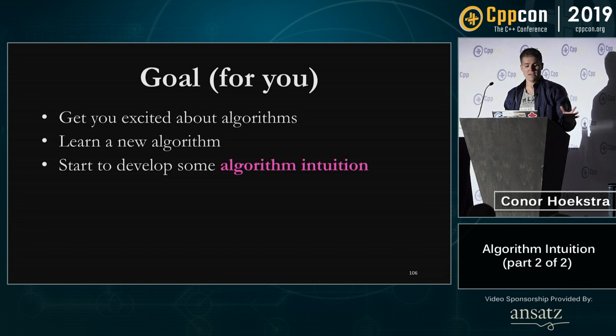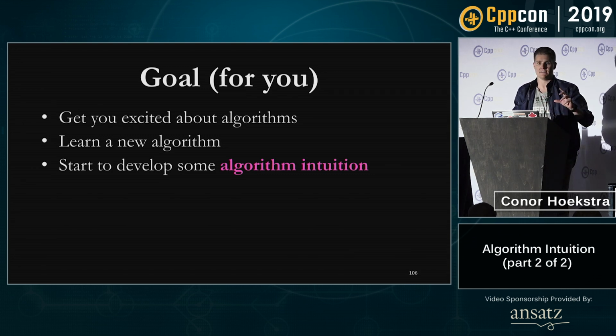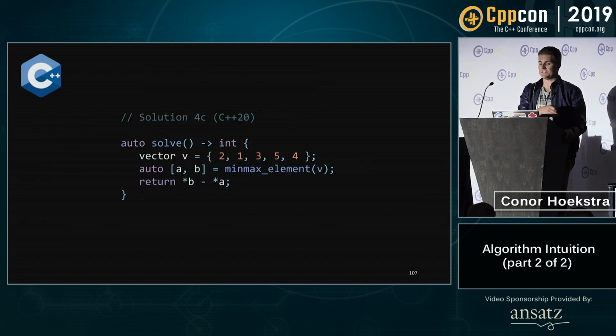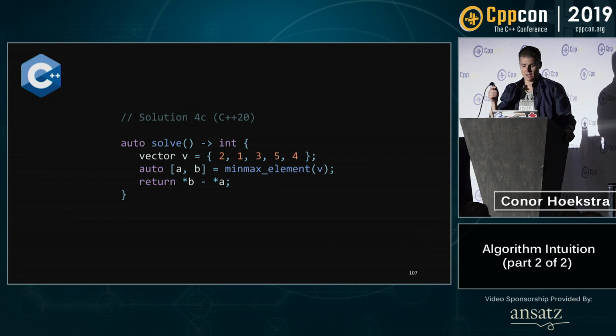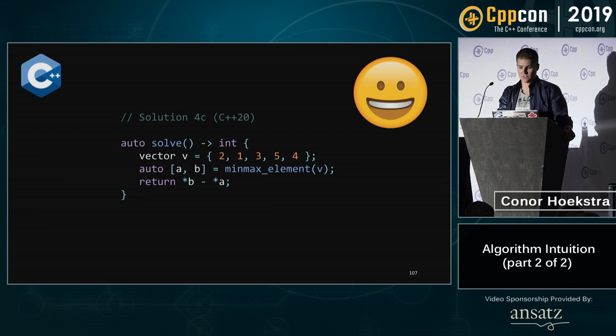So we started off after watching those clips in part 1 by looking at a simple question where we went through multiple different solutions to solve the problem of finding the difference between the minimum and maximum element in a list. This was the final code that we got to, which utilizes C++17's class template argument deduction and structured bindings, along with C++20's range-based version of minmax_element. So this makes me extremely happy.